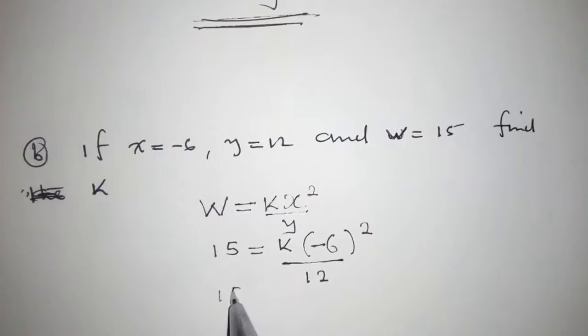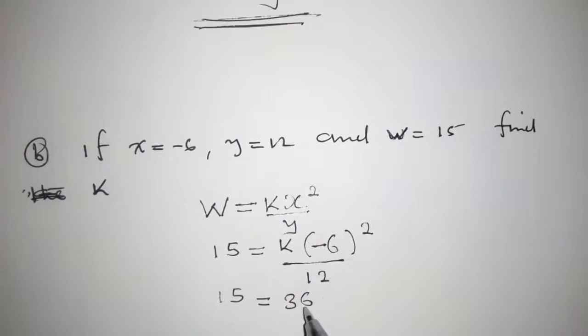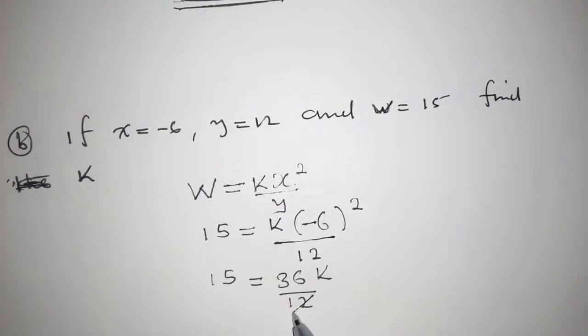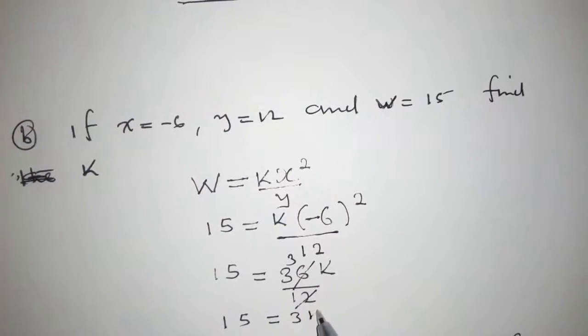We have 15 is equal to -6 squared is 36. Then k here over 12. We know that 12 can go into 36 how many times? 3 times. So we remain with something like 15 is equal to 3k.